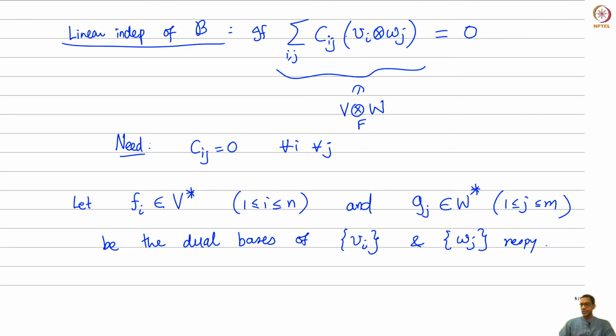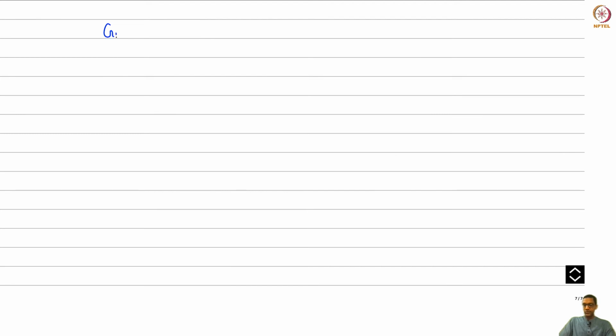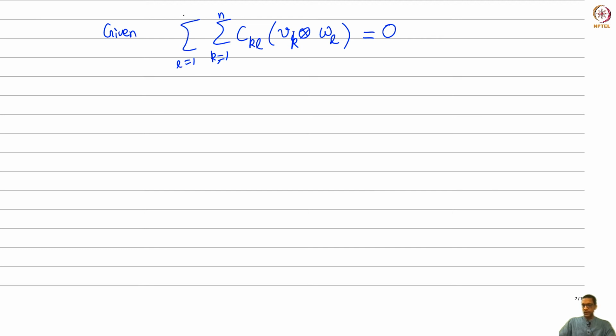We are given the summation of cij vi tensor wj is 0, and from this we need to somehow show that all the cij's are 0, right? So now let's do that. So given this, maybe we should just change these indices for the moment. So let's just call it ckl vk tensor wl. So the sum is over all k going from 1 to n, all l going from 1 to n. Now what we do is we'll apply this special element phi ij that we just constructed to both sides of this equation.